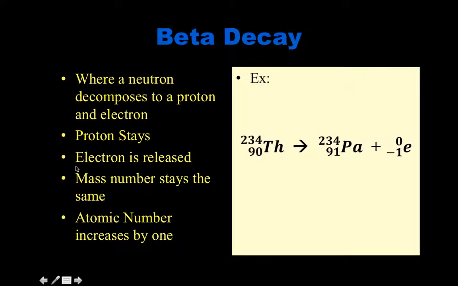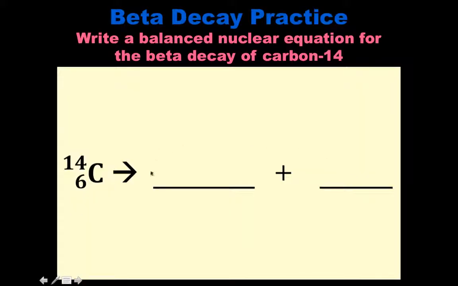Okay? All right, now beta decay, you can see right here, is where a neutron decomposes to a proton and an electron. The proton will stay, and the electron is actually released out. And so the mass number stays the same. You can see right here that your mass is staying the same, but your atomic number will increase by 1. Okay? Because 91 plus a negative 1 is actually 90. Okay? So let's practice this.